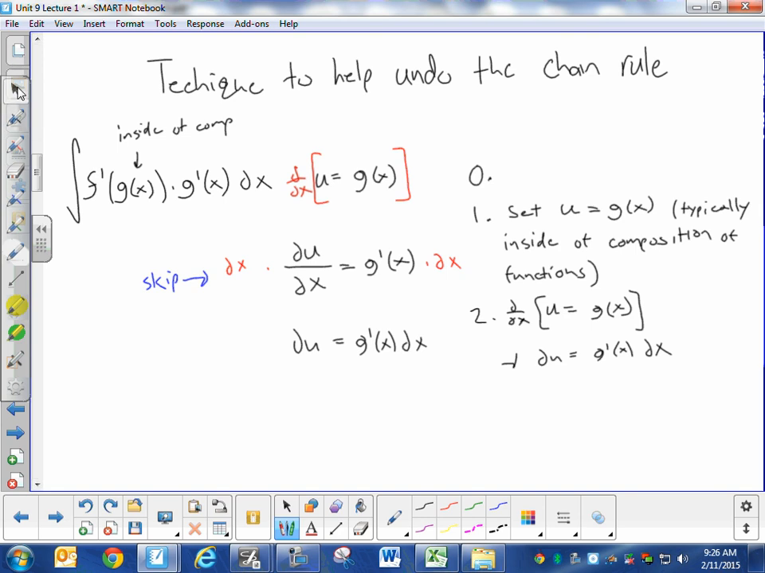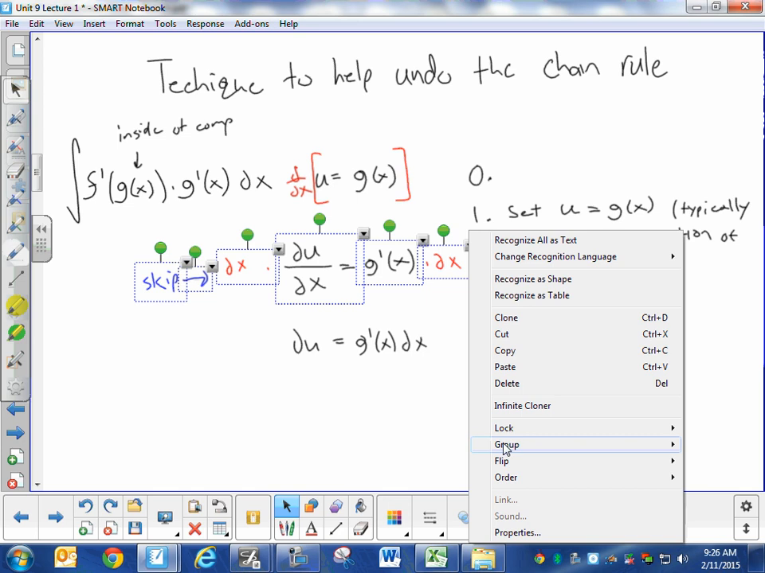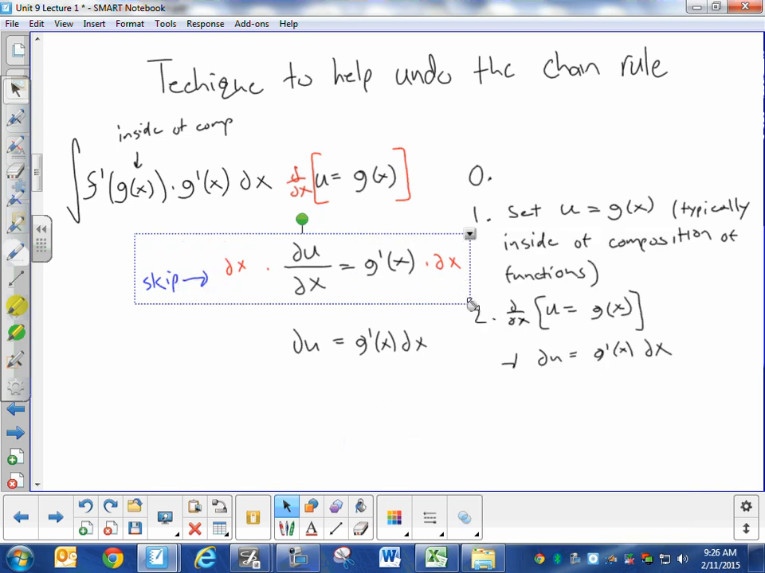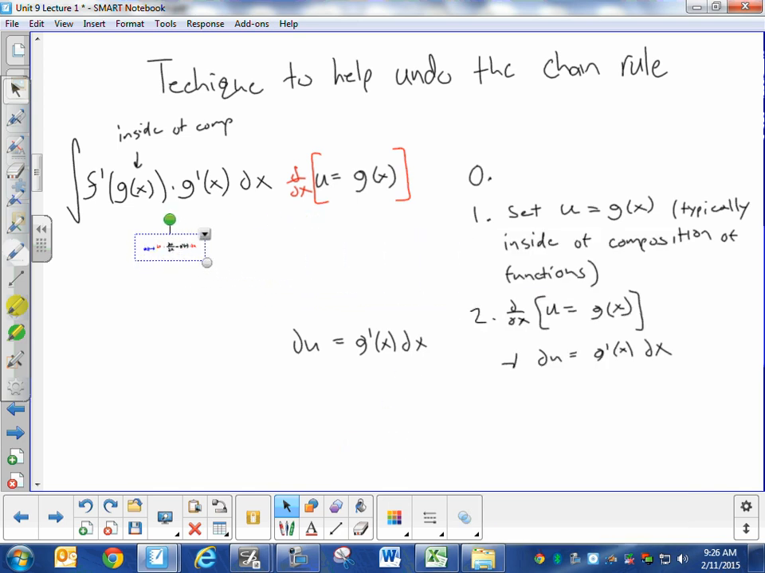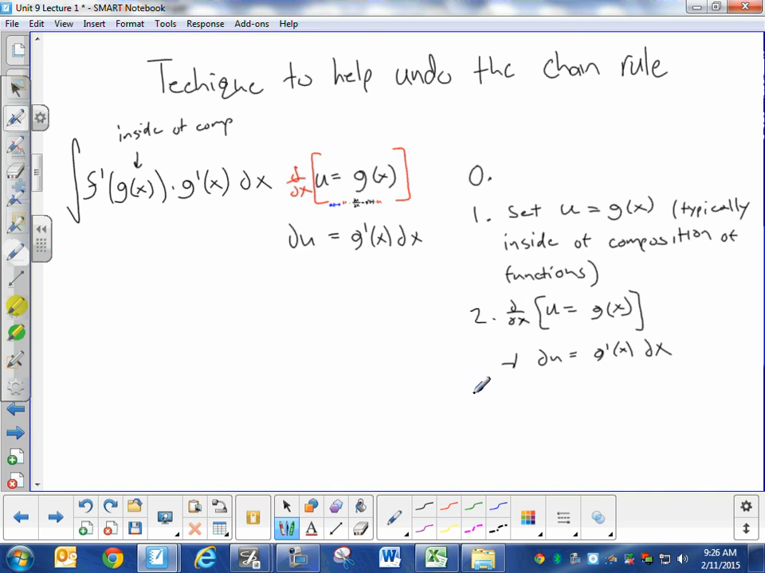Okay, so this step here I'm going to shrink, and you don't have to show it every single time. It's not necessary, but it's there. Okay, the next step is to solve for dx. Write this down. This stuff you will forget.